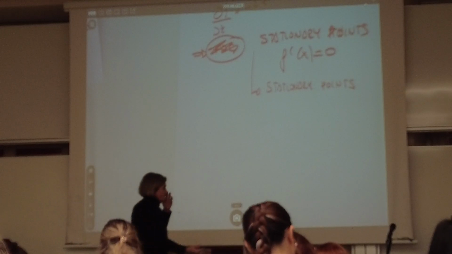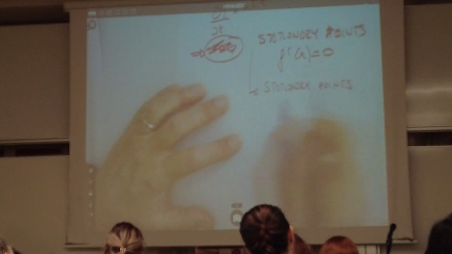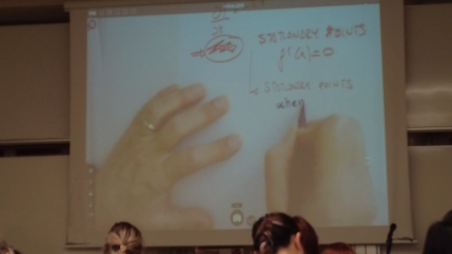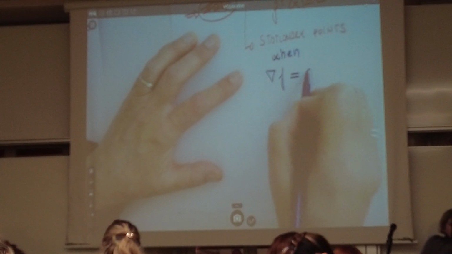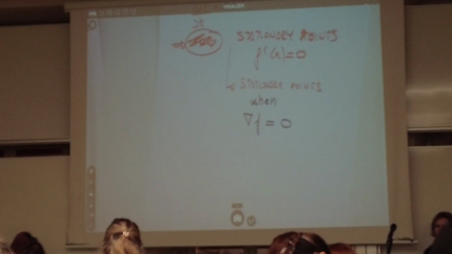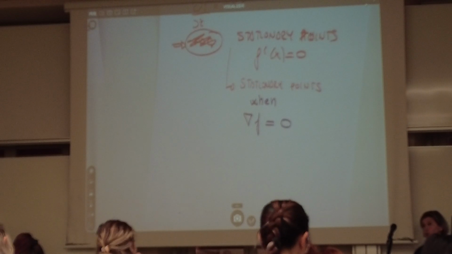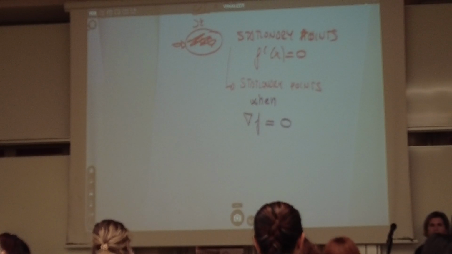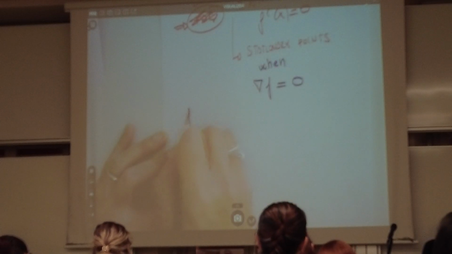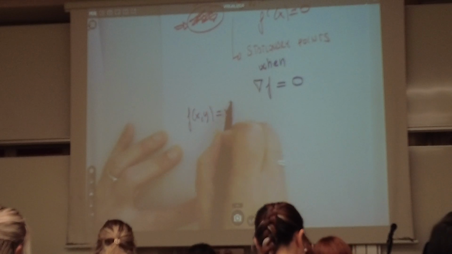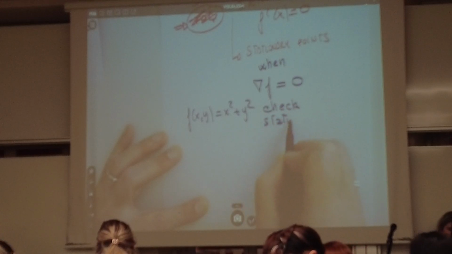So the new condition for stationary points becomes: stationary points are given when the gradient of your function is equal to 0. So exactly the same. It's like a generalization, because you had one derivative, now you have 2 or 3 derivatives. Let's take an example as soon as we can. Imagine that this is your function, and I ask you to check the stationary points for this function.